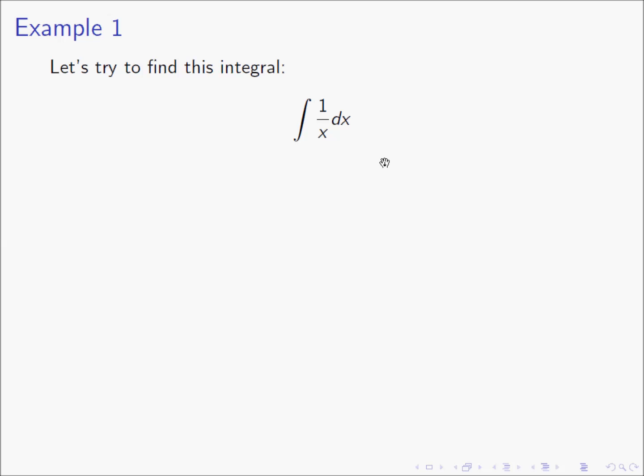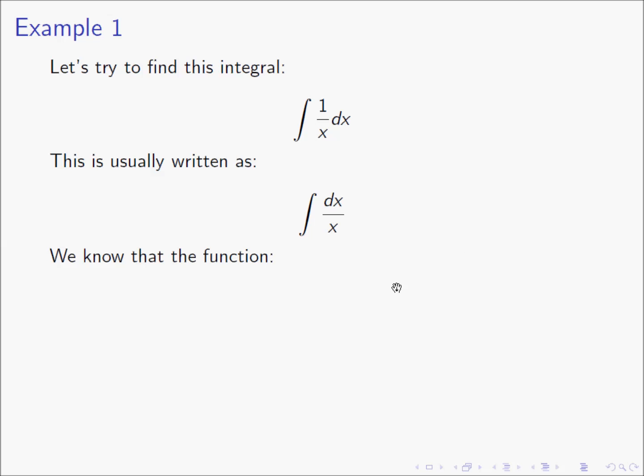And by definition, we define the indefinite integral as any primitive of this function plus c. And in this case, this integral is usually written like this. We put the dx here in the numerator over x. And now, we need to find a function whose derivative is 1 over x. That is, we want to find a primitive of this function.